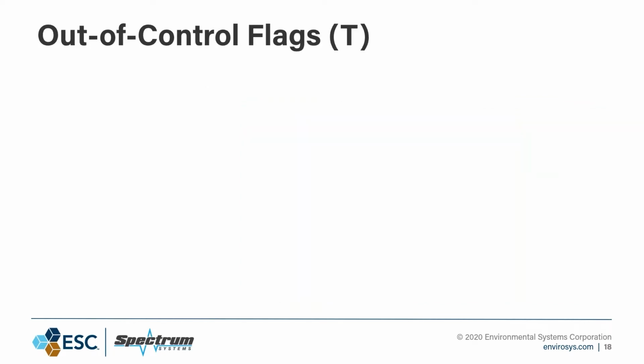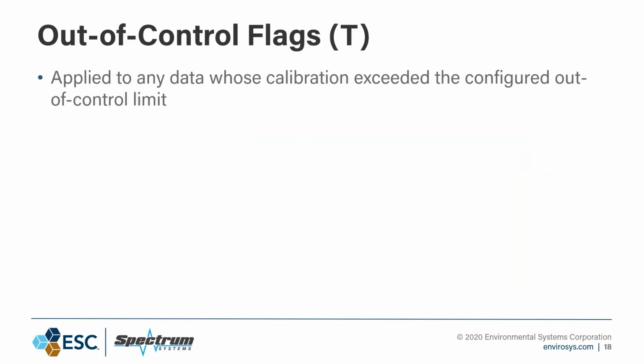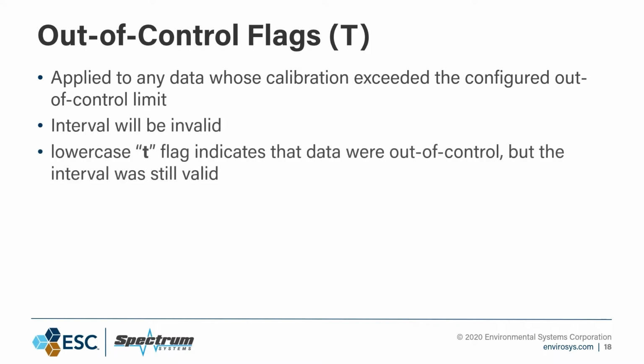Out of control flags are applied to any data whose calibration exceeded the configured out of control limit. The interval will be invalid. A lowercase t flag indicates the data was out of control, but the interval was still valid. I just want to say that you will only see a lowercase t on hourly data that is offline.